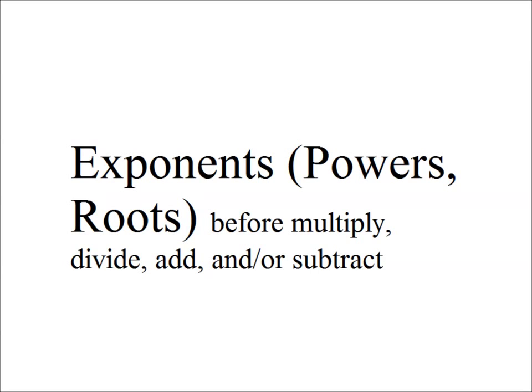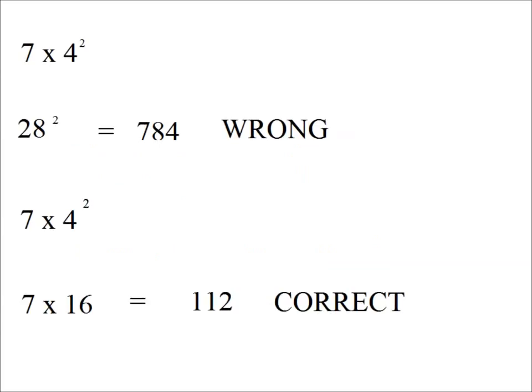Next we'll have our exponents, powers, roots, anything like that, and then we'll calculate those before we multiply, divide, and add and/or subtract. Okay, so the example we have here is 7 times 4 squared. If we just calculate that straight across, that would be 7 times 4, which gives us 28, and then we'd square that, which would give us a final answer of 784, and that is the wrong answer.